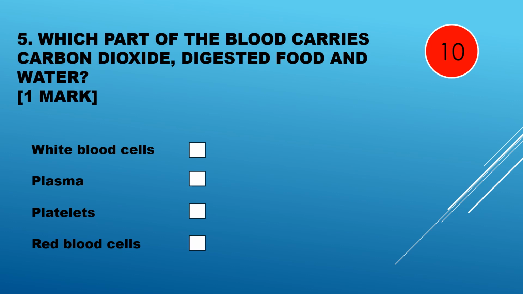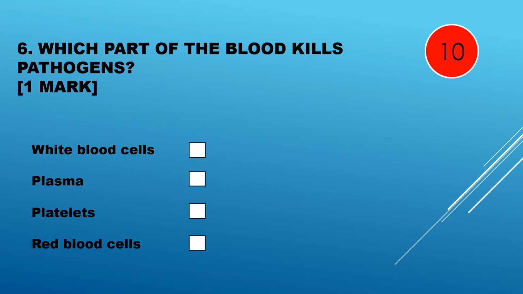Question 5. Which part of the blood carries carbon dioxide, digested food and water? Is it white blood cells, plasma, platelets, red blood cells? Plasma carries carbon dioxide, digested food and water. Question 6. Which part of the blood kills pathogens? White blood cells, plasma, platelets, red blood cells? White blood cells kill pathogens.